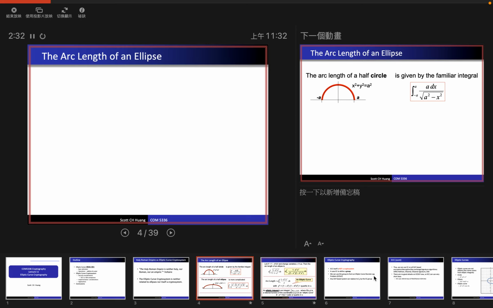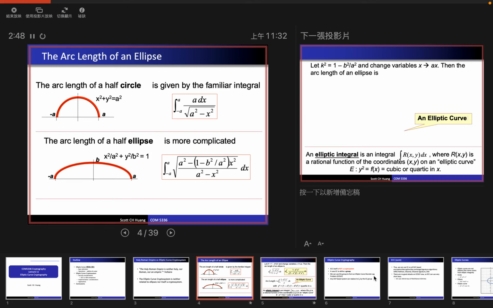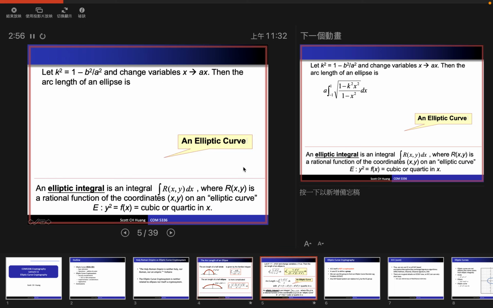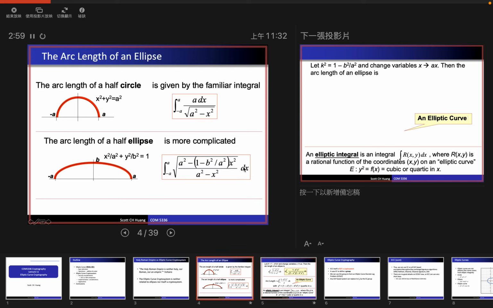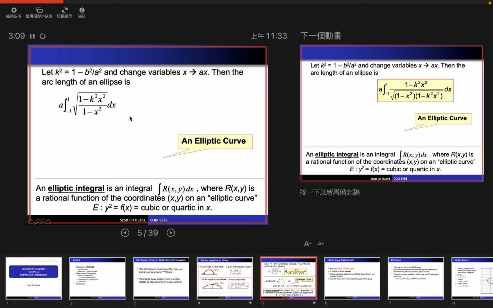So we know what an ellipse is. First, we can use elementary calculus to calculate the arc length of an ellipse. The ellipse is this, the arc length is this, an integration. The arc length of a half ellipse is this. No big deal. Now, we do a change of variable. If we set k squared to be this, then the arc length becomes this.